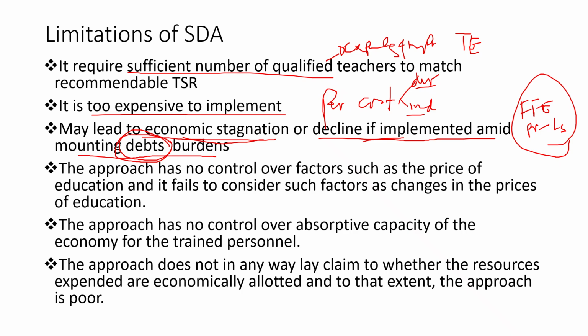Another limitation is that the approach has no control of factors such as the price of education. It's fair to consider such factors, because education is a long-term investment. You can think of providing education for all today, but in 5 years to come, fluctuation in the economy will let you know that this is a burden which you cannot bear. We have seen in the history of Tanzania, for example, that immediately after independence, there was a need to have a high number of educated citizens.